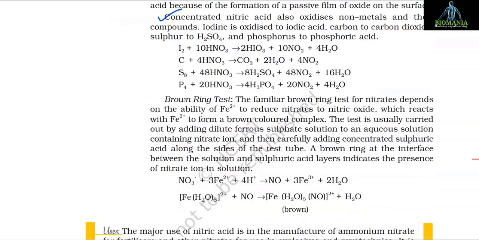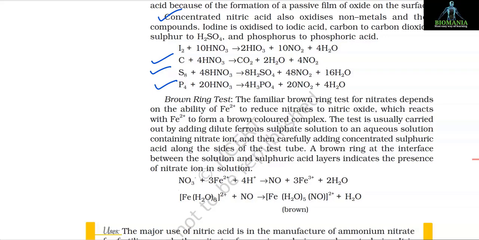The reactions are I2 + 10HNO3 gives 2HIO3 + 10NO2 + 4H2O. C + 4HNO3 gives CO2 + 2H2O + 4NO2. S8 + 48HNO3 gives 8H2SO4 + 48NO2 + 16H2O, and P4 + 20HNO3 gives 4H3PO4 + 20NO2 + 4H2O.